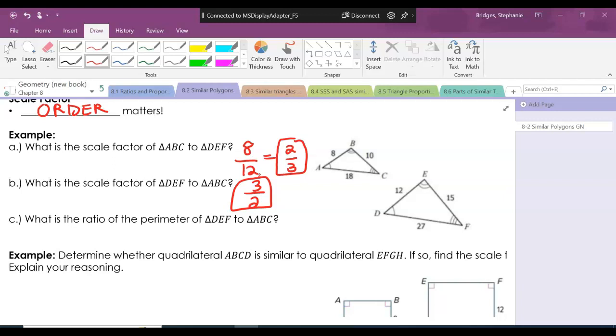Okay. How do you find the perimeter of a shape? The distance around the edge. How do you find it with your side lengths? All right, what are the side lengths in triangle ABC? What are the numbers? If I want to find out how far it is all the way around that triangle, what do I do with those numbers? Add them. So I want you to add 8, 10, and 18. Find the perimeter of triangle ABC.